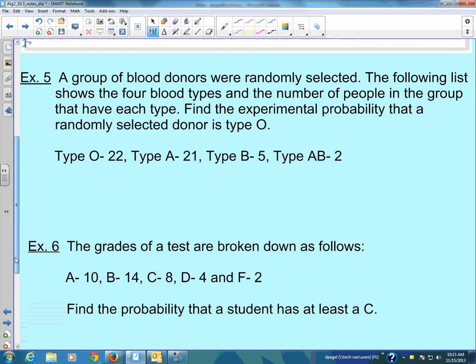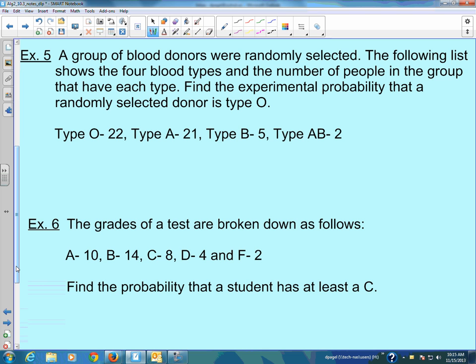Taking a look at our experimental probability. Here we've surveyed a group of individuals. And from that survey, we have compiled the following information here. We have 22 folks that are type O blood type, 21 that are type A, 5 that are type B, and 2 that are type AB. We want to find the experimental probability that a randomly selected donor, out of that group, is going to be type O.